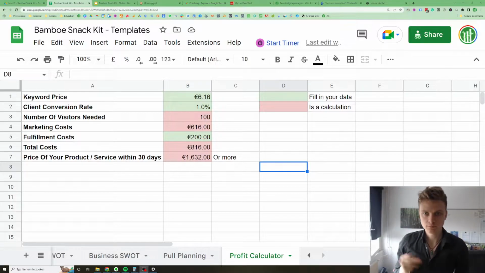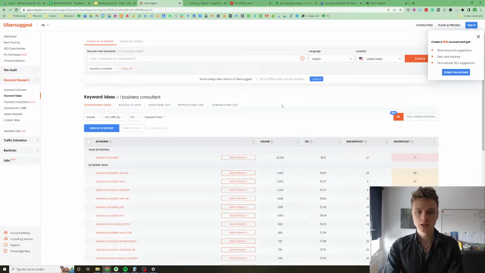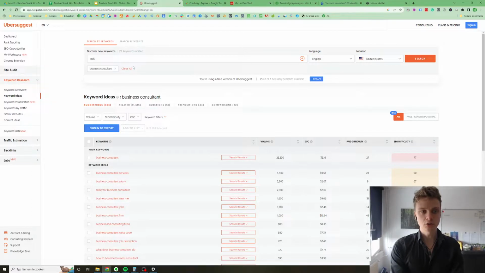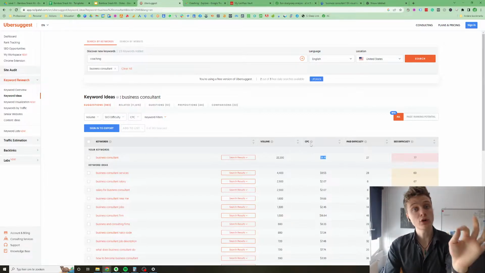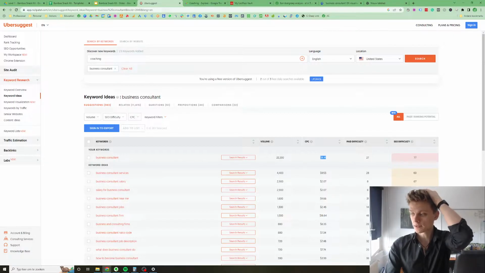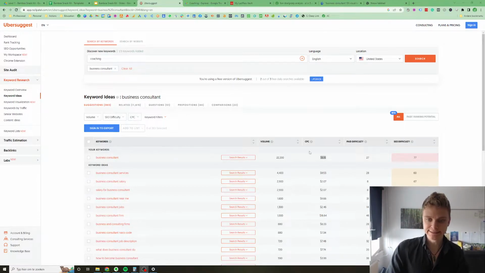The first thing you should do is go to a website called Ubersuggest. There, you can fill in any keyword. You can type in anything here that you want. Coaching, for example, and then you press search. I already did this, so I prepared for this. I typed in business consultant, and it shows $6.60 for a click. So what do we do with this $6? Well, we copy it, and we go to the profit calculator.